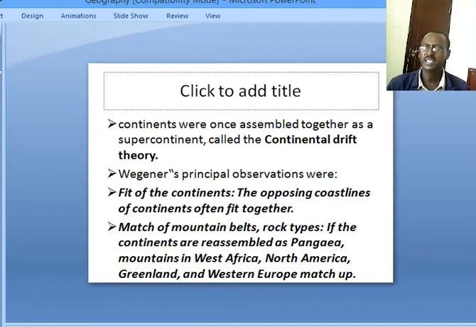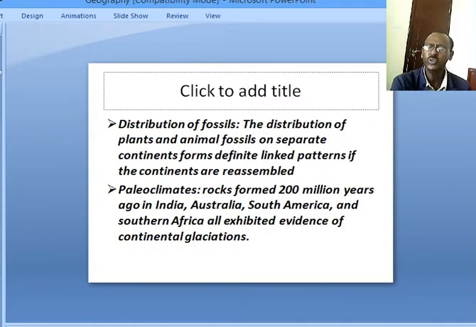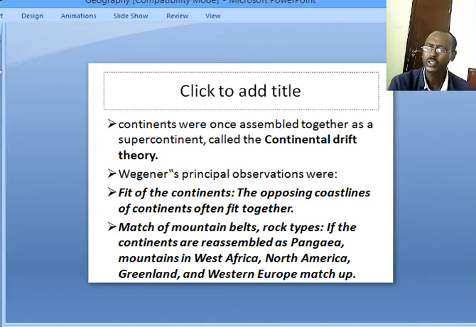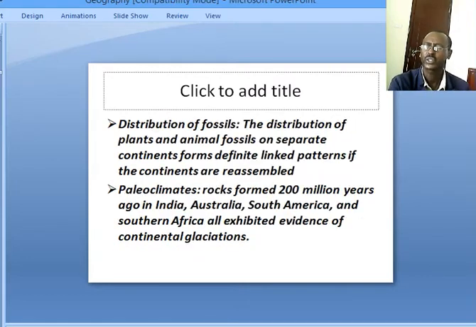Meaning, if we take the present day continents and bring them together, the opposing coastlines of continents often fit together. Second, mountain belts and rock types. If we reassemble the continents as Pangaea, mountains in West Africa, North America, Greenland, and Western Europe match up. If we bring them together, they have similar rock types in these different continents.